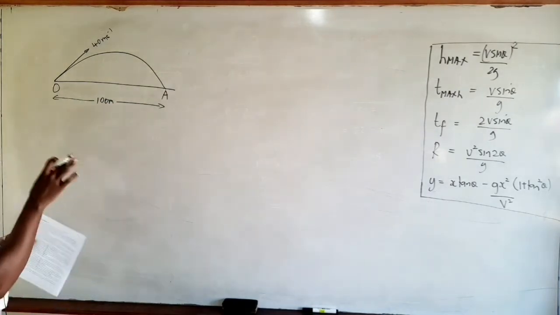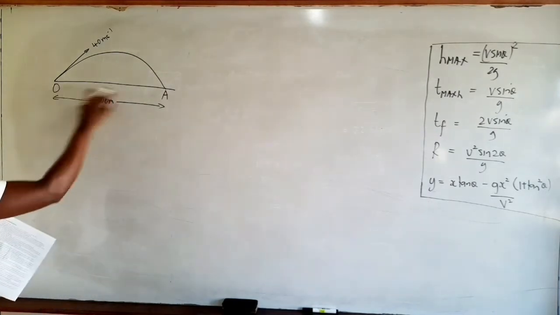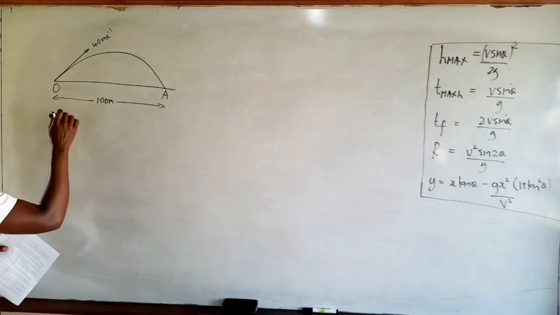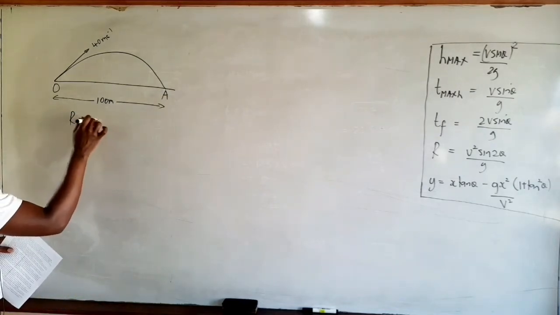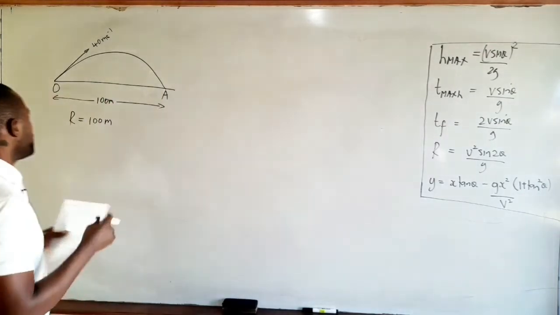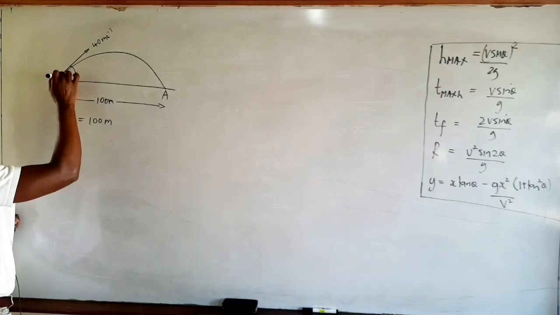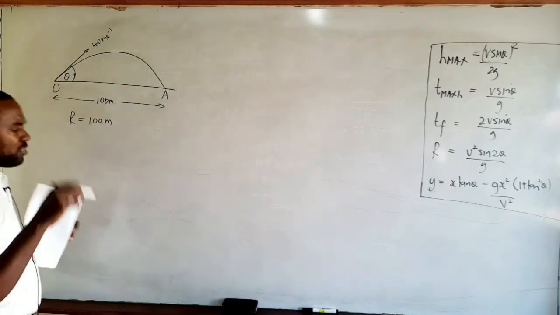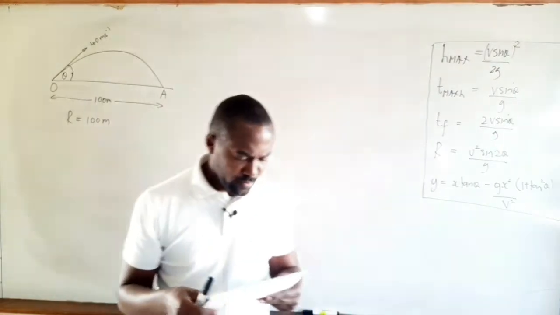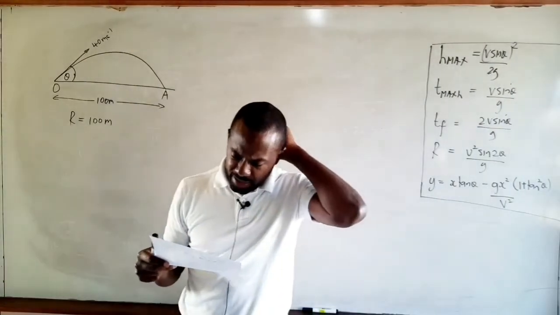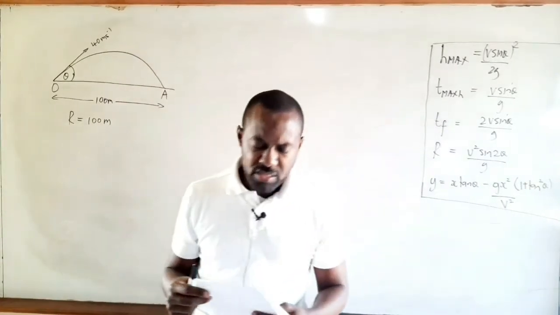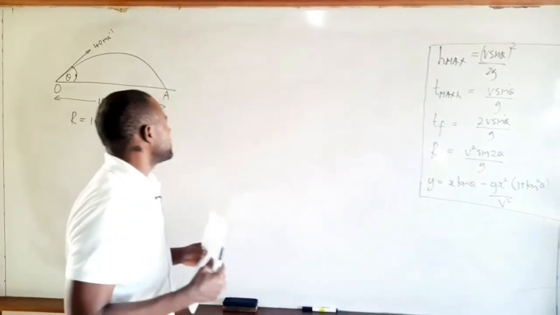And therefore, because O and A are at the same initial level of projection, this distance represents our horizontal range R, which is equal to 100 meters. So we don't know the angle of projection. Let's call it theta. But we do know the speed with which the body was projected. So what they want us to find is the least time of flight for the arrow to hit the target. So let's look at the information that we have.